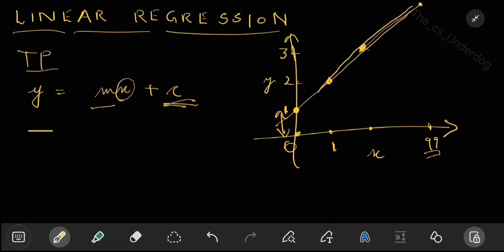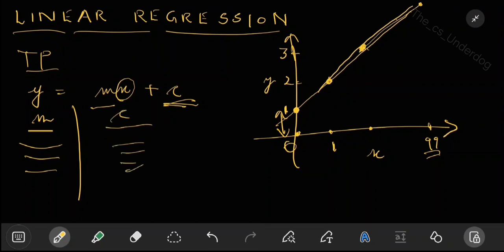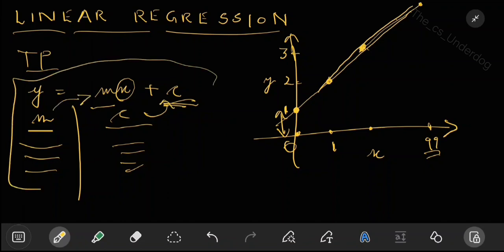So first you will write an algorithm where you will write the steps to find m, then you will write the steps to find C. And once you find these values, you will substitute the value of C here, then you will substitute the value of M here, and then you will find the equation of this line. This is how you normally write a program in traditional programming.